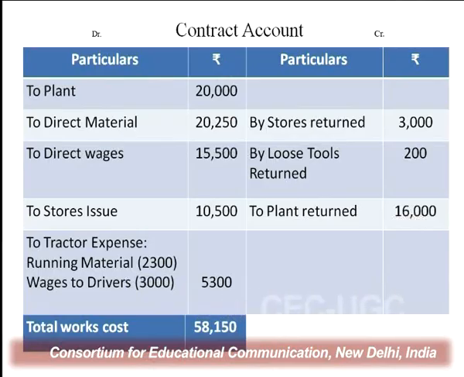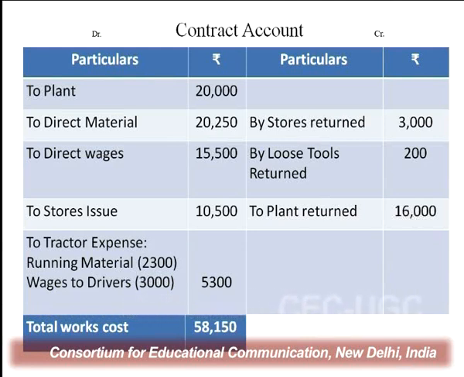Here the contract has been completed during the period itself, so the whole of the profit that will be earned will be transferred to the profit and loss account. Now let's see how you do it. So plant is 20,000 rupees. How have we calculated this? The plant has been returned at 16,000 rupees after charging 20% depreciation, right? So this 16,000 is 80%. So what comes to be 100%? It means 100% is 20,000.